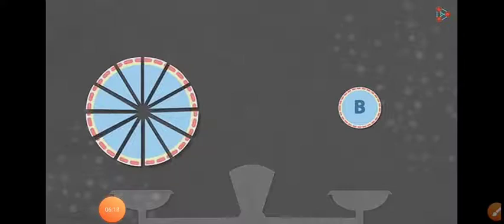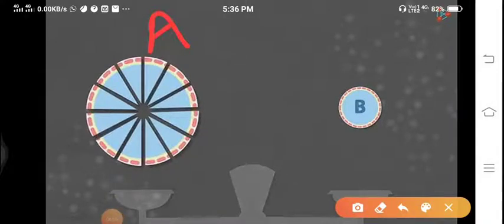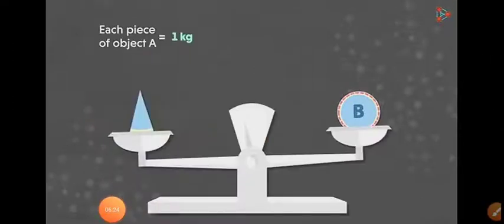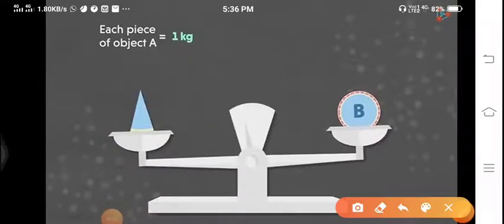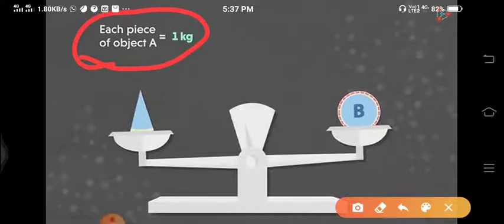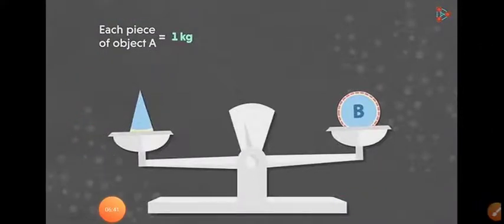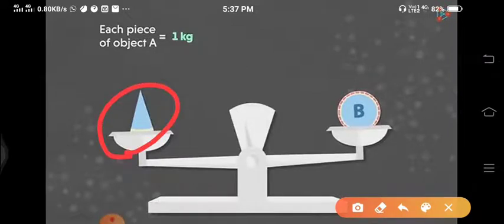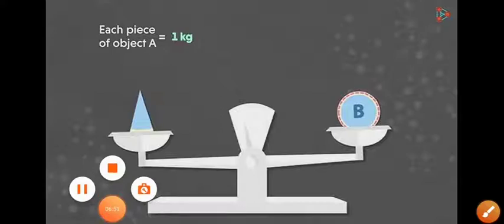Now we will cut object A into 12 equal pieces. That means each piece of object A is 1 kilogram, as we know object A has completely 12 kilogram and we have divided it into 12 pieces. Hence each piece is 1 kilogram. Now put it back on the left hand side. As compared to the previous one, this is smaller. Now you can observe here they are equal.